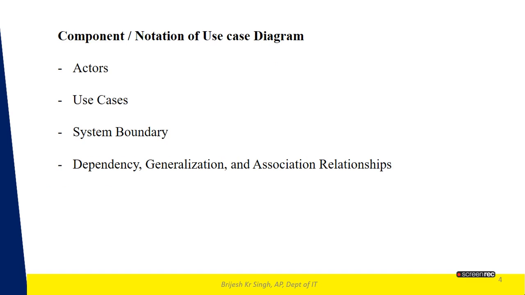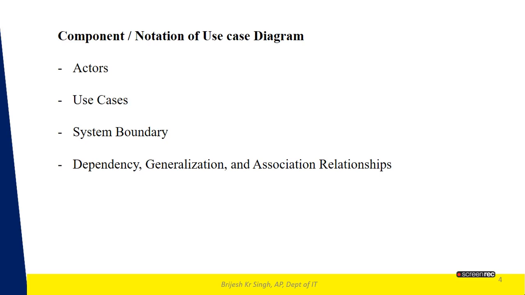After that, what are the main components or notations of the use case diagram? There are four main components of the use case diagram: actors, use cases, system boundary, and dependencies, generalization and association relationship.